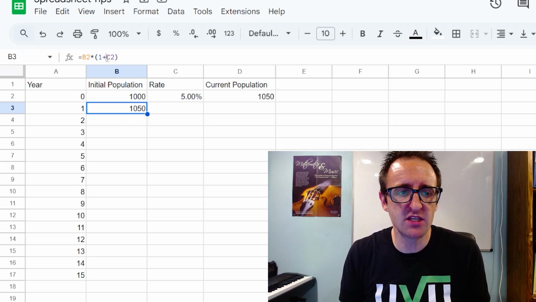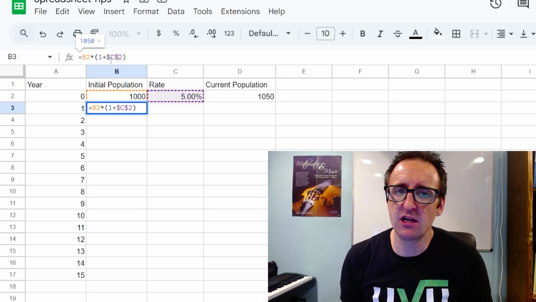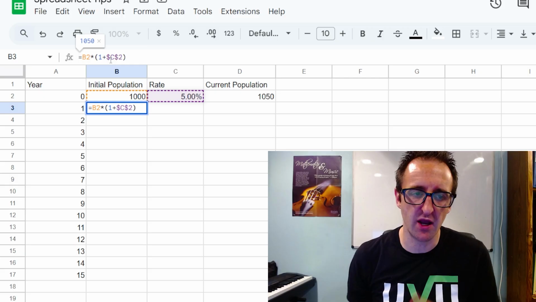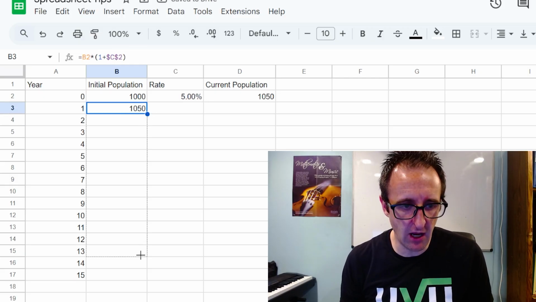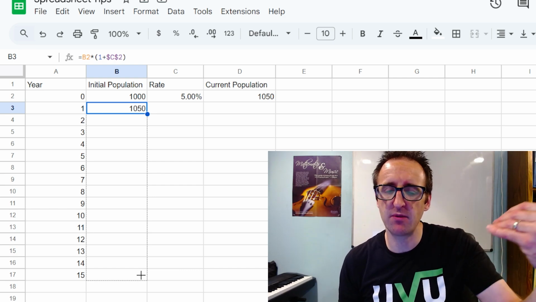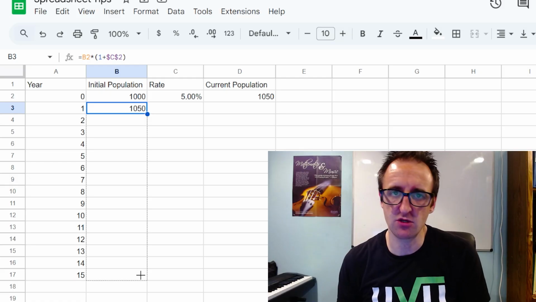So I'm going to turn the C2 reference into a static reference by putting a $ sign on both the C and the 2, so that it always picks C2 no matter what I do. Now when I drag and drop, this is going to make a copy, and the only reference that's going to be relative is the one to the population for the previous year, which is then multiplied by 1 plus the rate in order to get the population for the next year.